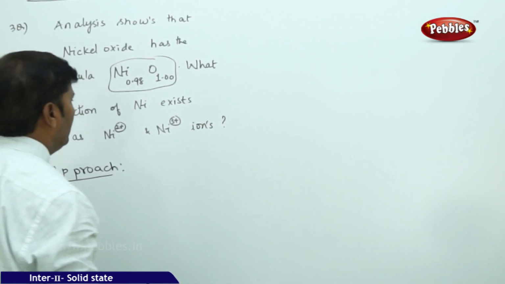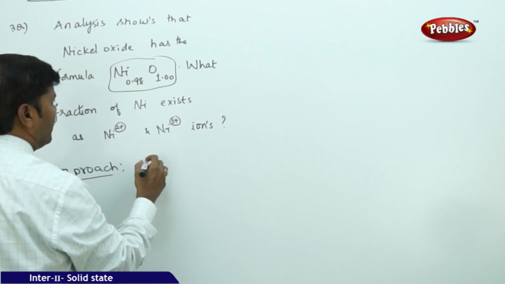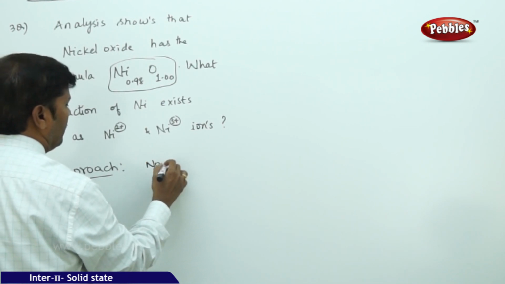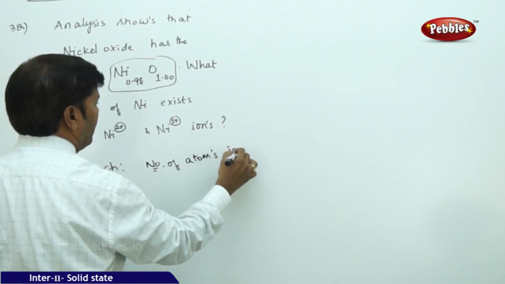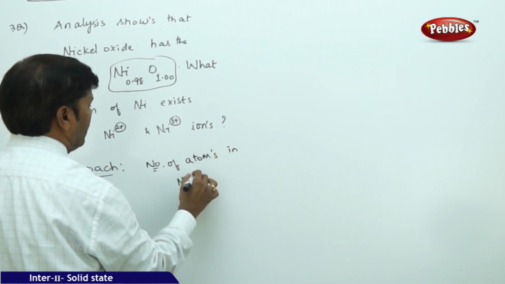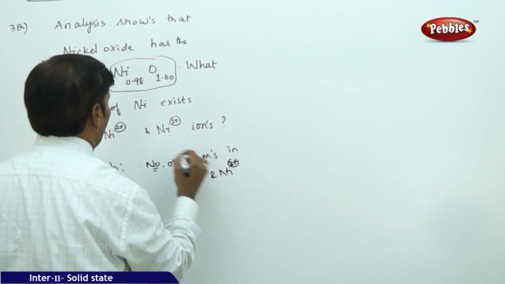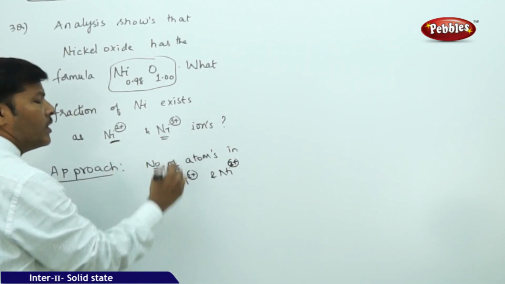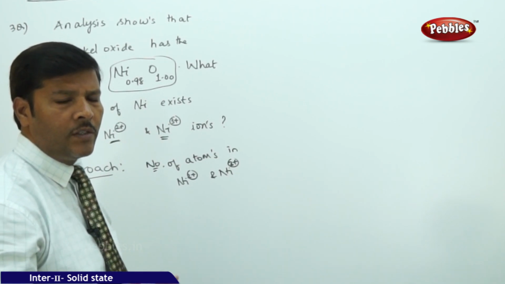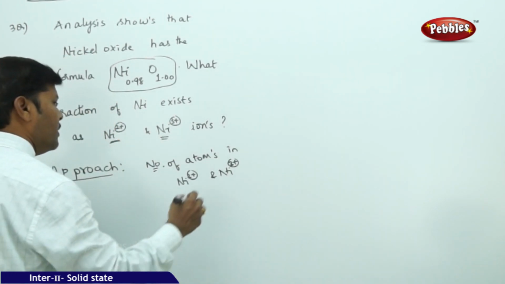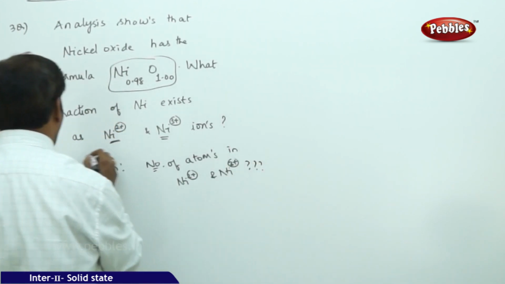The approach is that you first have to calculate the number of atoms in Ni2+ and Ni3+. You have to calculate them separately, because nickel is present in two different oxidation states. We are supposed to calculate the number of atoms present in the Ni2+ species and the Ni3+ species. This is the approach of the problem.